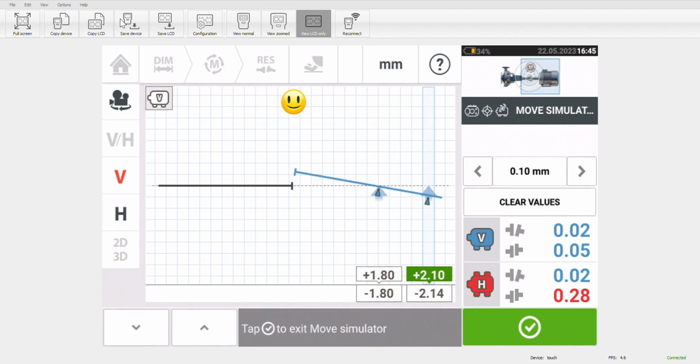What else can I do here? I could even change the thickness of the shims by pressing here on the left and right arrow. Basically, the value of 0.1 mm is a suitable value to use with the move simulator function.